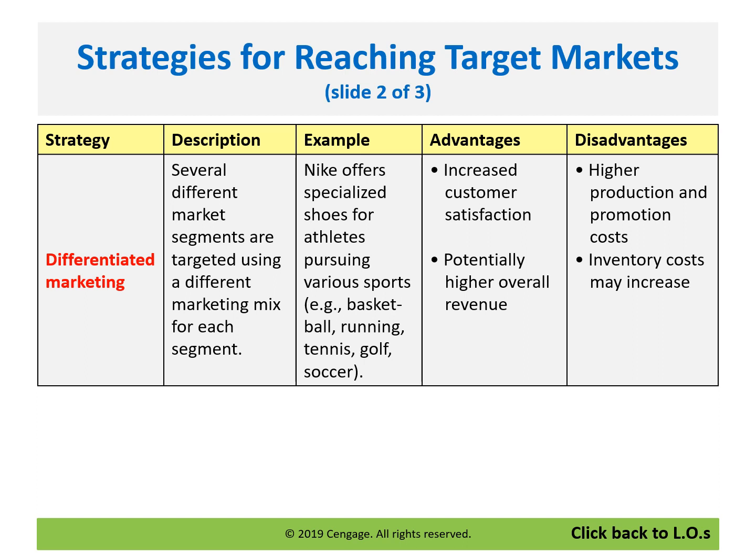Differentiated marketing. Several different market segments are targeted using a different marketing mix for each segment. Example, Nike offers specialized shoes for athletes pursuing various sports like basketball, running, tennis, golf, or soccer. Or a clothing manufacturer makes various styles of jeans for men, various styles for women, and various styles for kids.